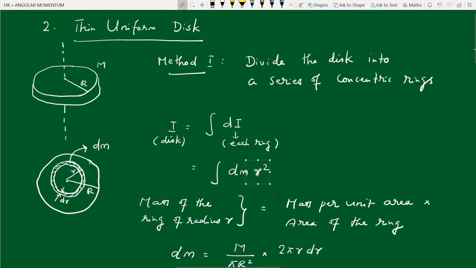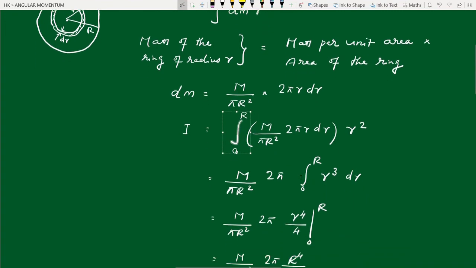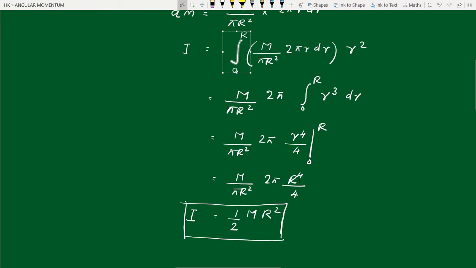Integrated over the rings means each ring has its radius varies from 0 to capital R. So integrating over the rings means integrating over the radius of the rings. That's why we have a single integral here. We are integrating over the rings. So we get this result.